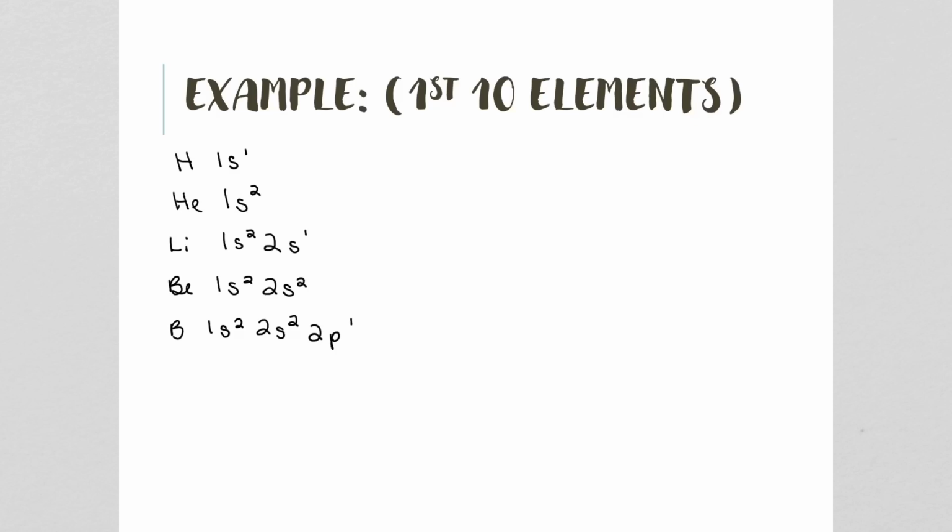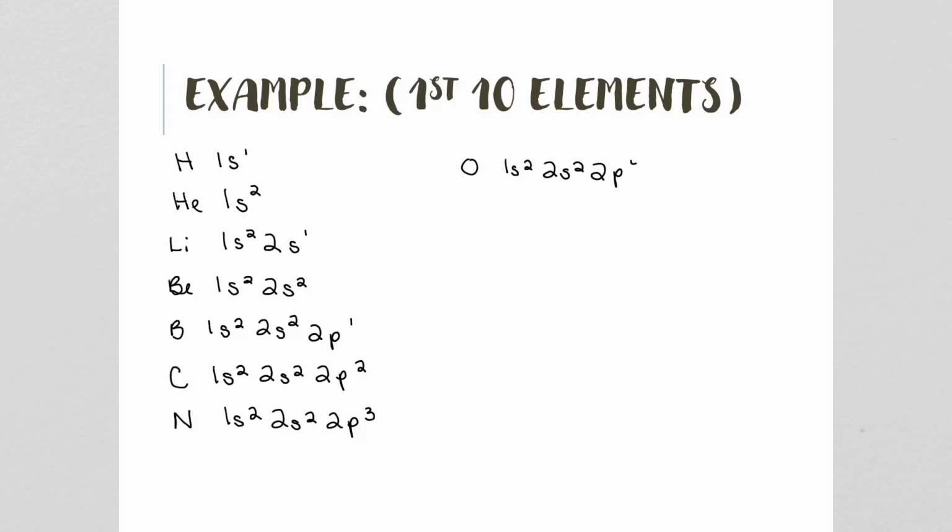And then carbon's next, so it's going to be 1s2 2s2 2p2. Then we've got nitrogen, 1s2 2s2 2p3. And then oxygen is going to be 1s2 2s2 2p4.